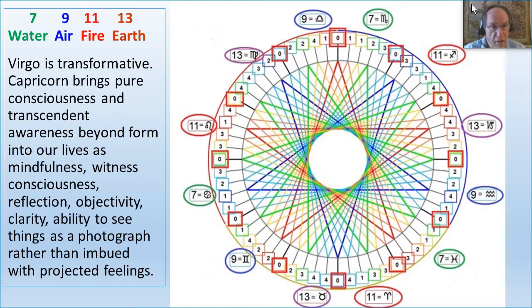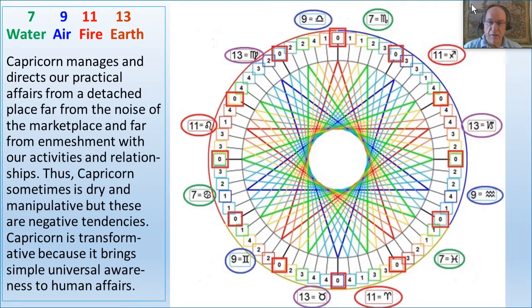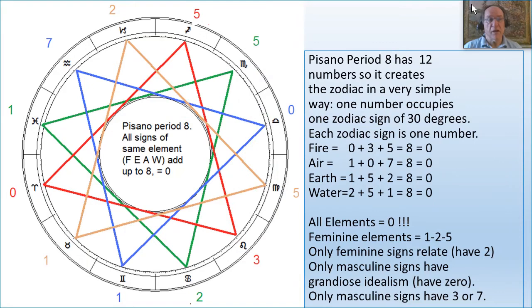And it gives this objectivity. Used negatively, Capricorn can be manipulative because they take this objectivity and are able to manipulate things. And it can even be abusive. But very often, the traits that we're emphasizing for zodiac signs are negative potentials rather than their inherent beauty. Capricorn is transformative because it brings simple universal awareness to human affairs. Every zodiac sign, everything in astrology, operates in space, in Akasha, and has a higher spiritual purpose.